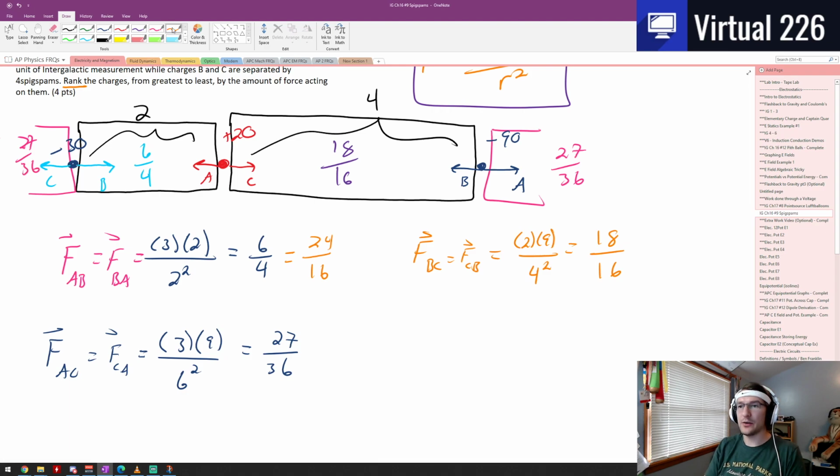So all we need to do now is make a decision. Which direction do we want to call positive? Which direction do we want to call negative? Traditionally in your science classes and math courses, we call right positive and left negative.